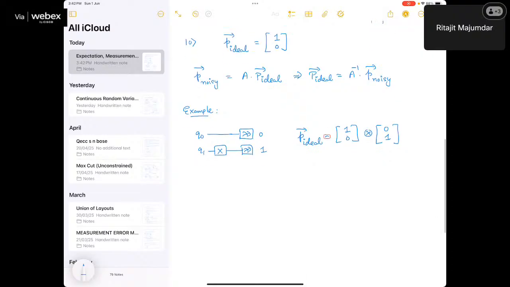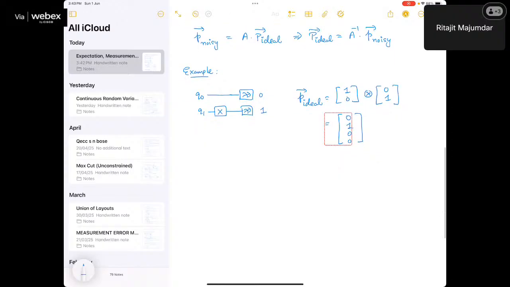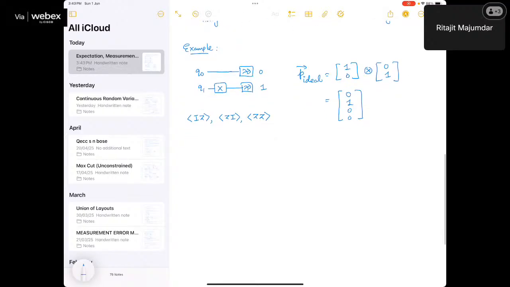So if we do this, we will get 0, 1, 0, 0. And I want to calculate the expectation values of IZ, ZI, and ZZ. Again, these three commute, they are all in Z basis. So I don't really need to worry about any other rotations or anything.